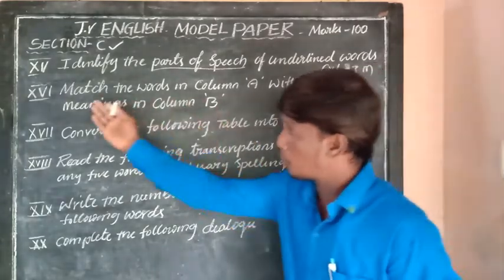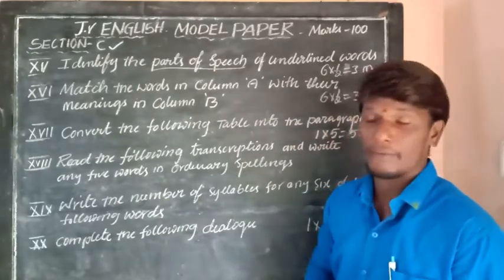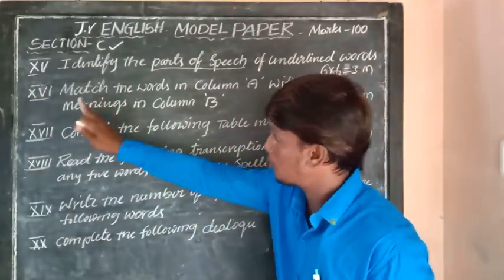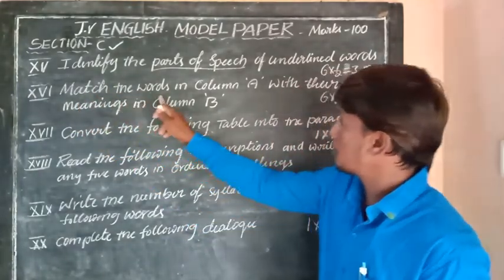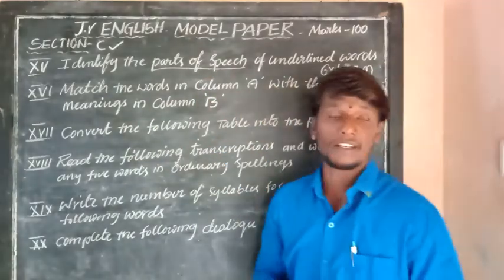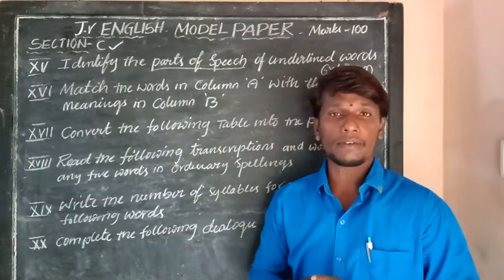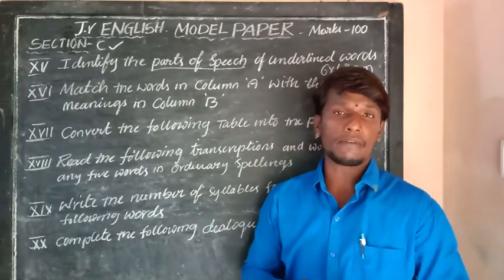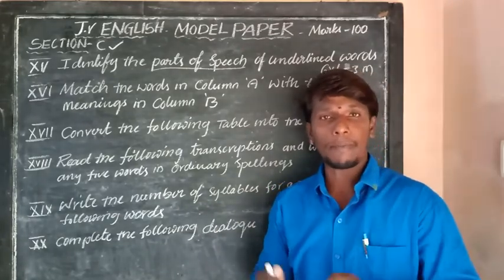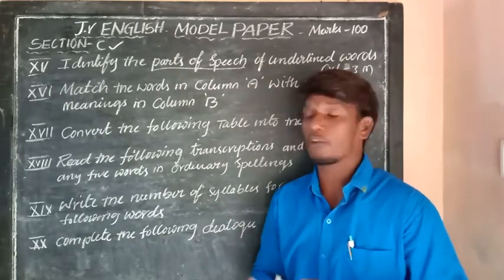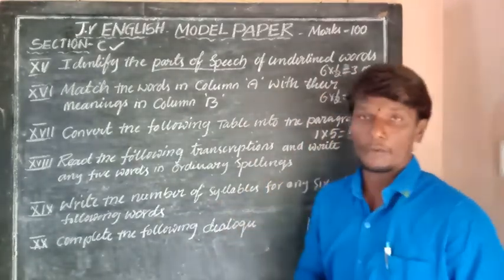Now let's move on to question number 16. Question number 16, match the words in column A with their meanings in column B. This is matching. So some words will be given and their meanings will also be given in column B, and you need to match the word with its meaning in column B, and this is for 3 marks, right?